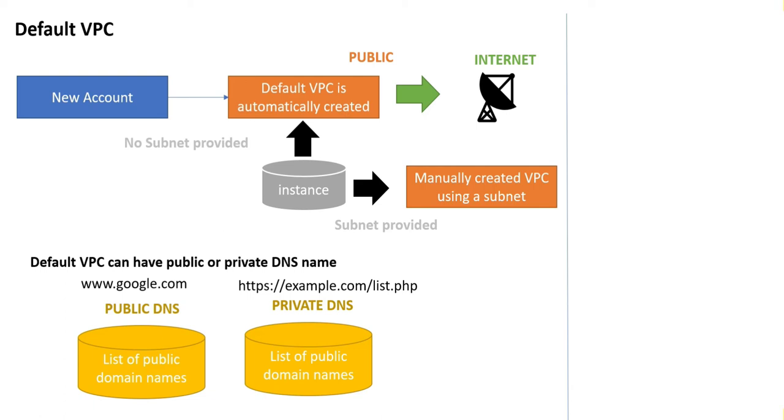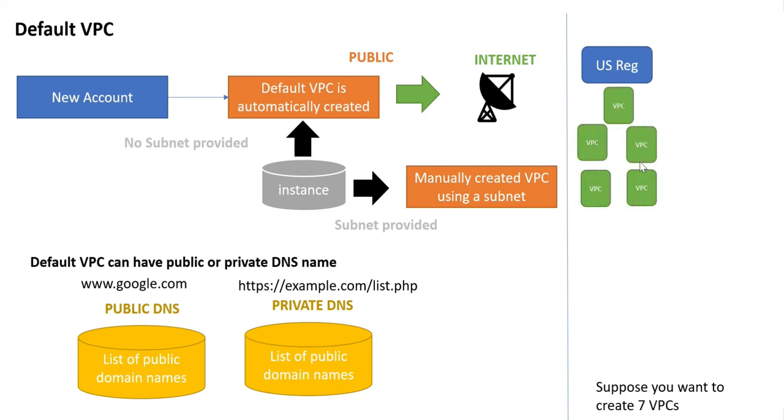Now let's look at what happens if you are trying to create VPCs in a region. For example, you have a US region, say Ohio, and you want to create 7 VPCs. Now, can you create 7 VPCs in one region? The answer is no. Why? Let's look into it. You can have only 5 VPCs created in one region. That is a key number you have to remember. This is important for the exam. You can only have 5 VPCs in one region.